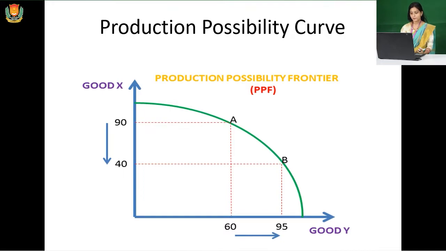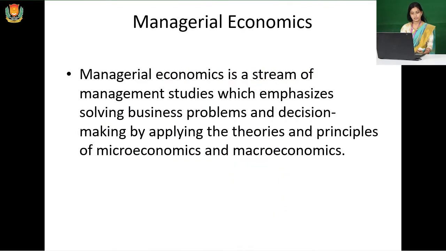Okay, so this curve helps us to opt for different combinations of goods X and Y, so that is one kind of solution. And economics is basically the solution to our problem, that is scarcity of resources.